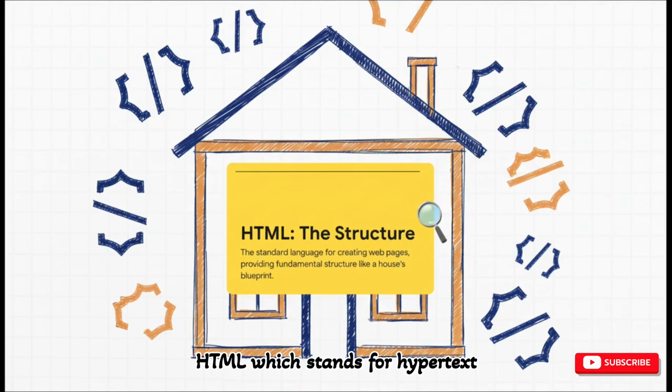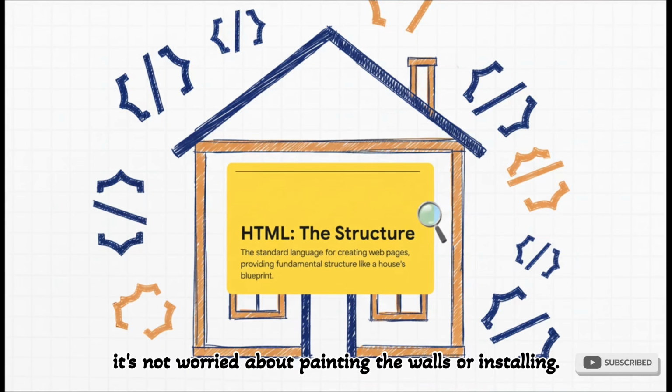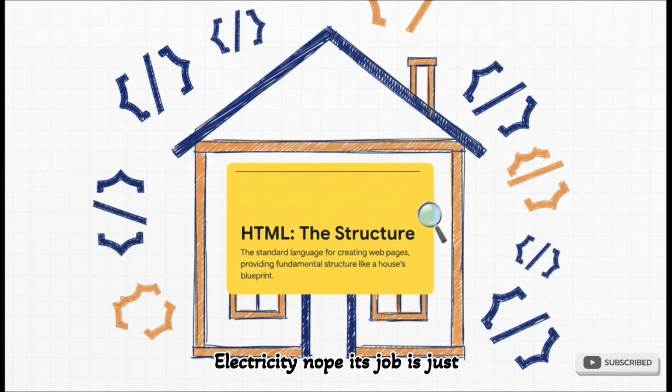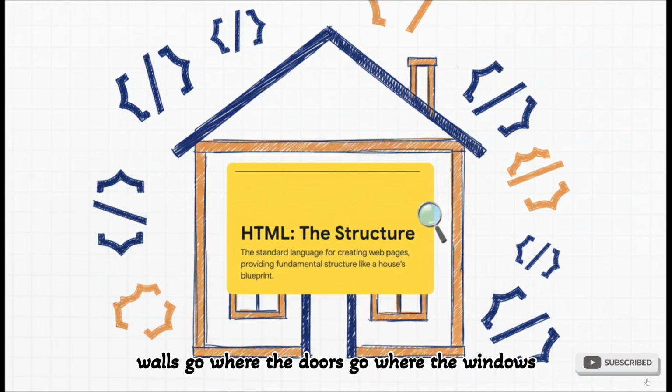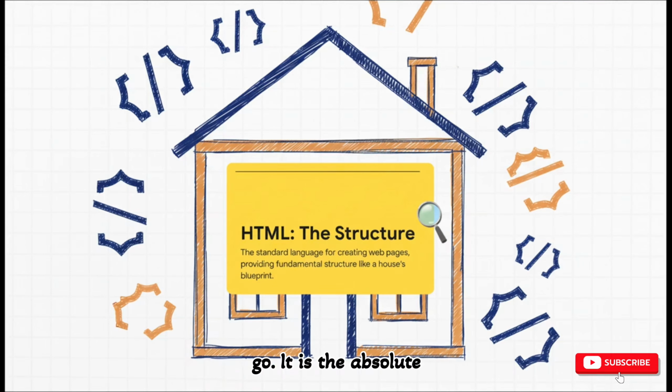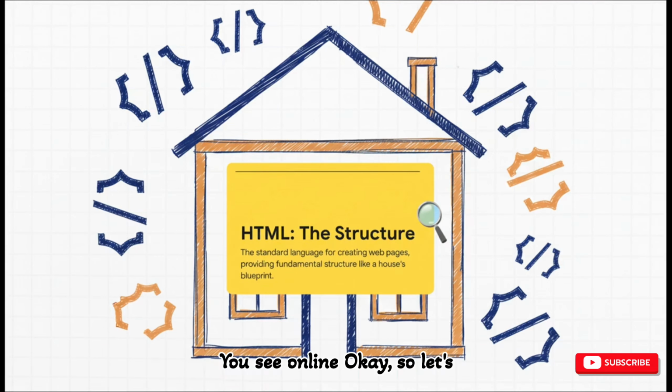So HTML, which stands for Hypertext Markup Language, is basically that blueprint. It's not worried about painting the walls or installing the electricity. Nope. Its job is just to build the frame. It tells the browser where the walls go, where the doors go, where the windows go. It is the absolute bare-bones structure for every single thing you see online.